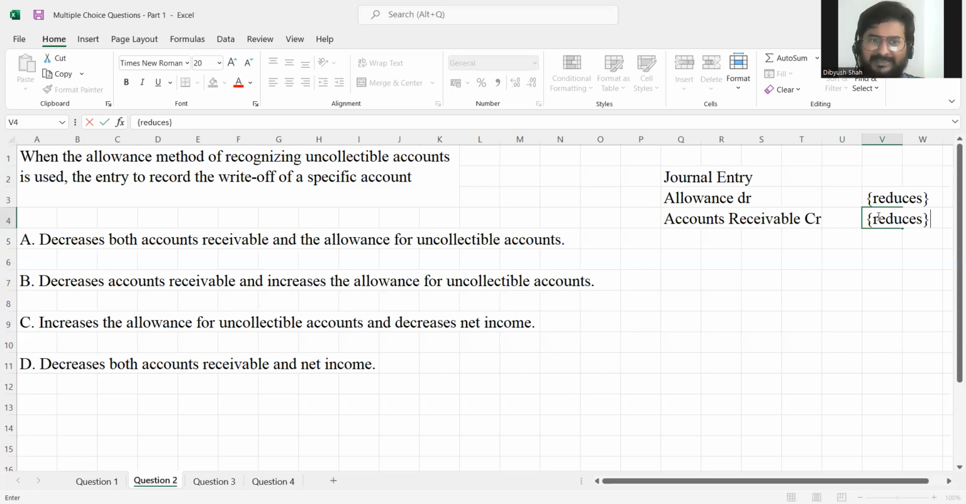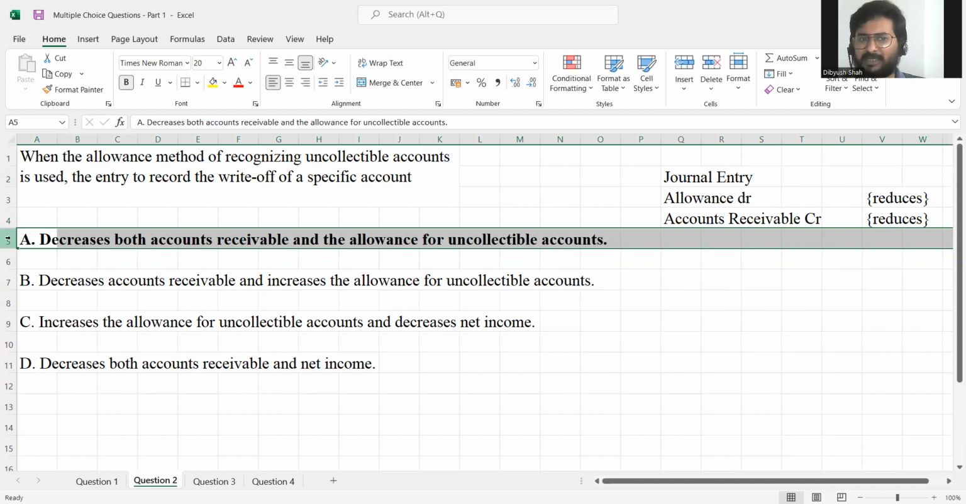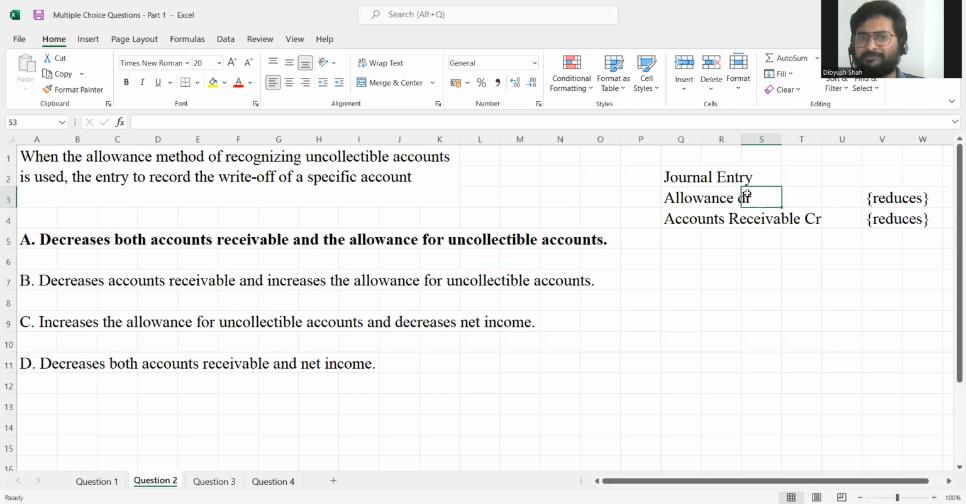So options B, C, and D are incorrect as per the above explanation. It will be option A, that is, it will decrease both AR and allowance. B is wrong. They are telling it will decrease accounts receivable and increase allowance. Not possible. It's a credit account and we are debiting it. C is wrong. Increase allowance, again incorrect. It has no effect on net income. Decreases both accounts receivable and net income? No, it is decreasing AR but has no effect on net income. So the correct answer is A.